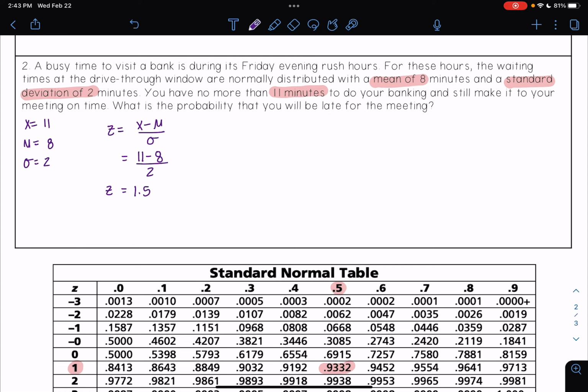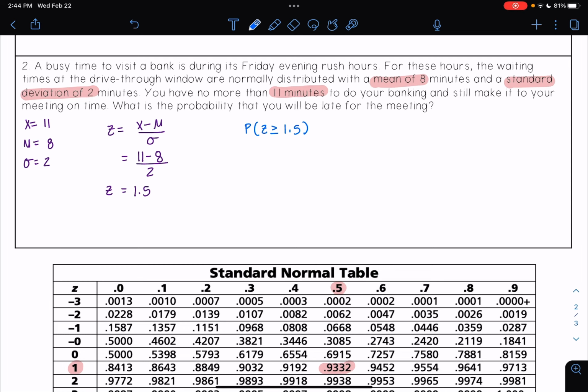Okay, but now we need to look through the problem to see what type of inequality I have. I know I'm going to have a z, and I know I have 1.5, but I need to figure out whether it's less than or equal to or greater than or equal to. It says in this last sentence that I have no more than 11 minutes to do my banking and still make it to the meeting on time. But I want to find the probability that I'm going to be late for the meeting. So I want to find the probability that it's going to take me more than 11 minutes to do my banking. So that means this is going to be greater than or equal to 1.5.